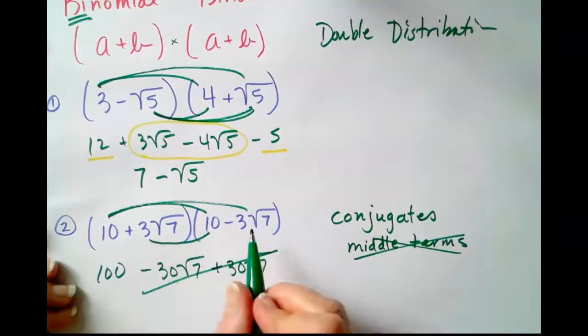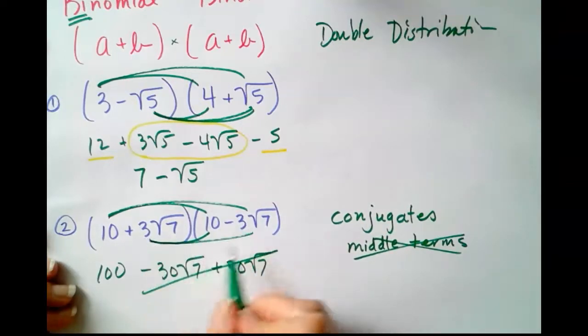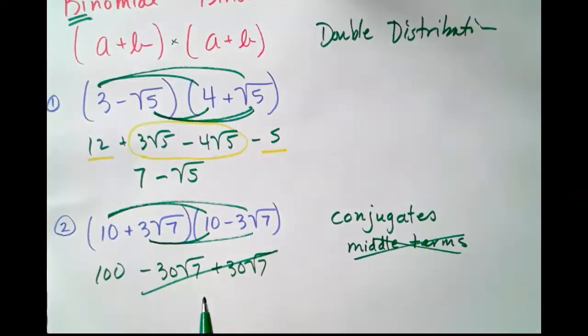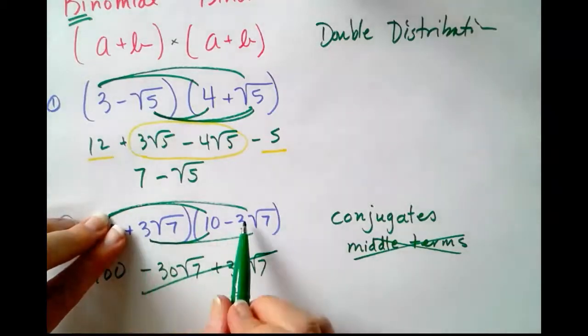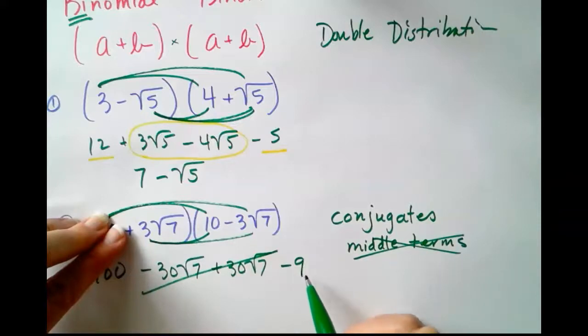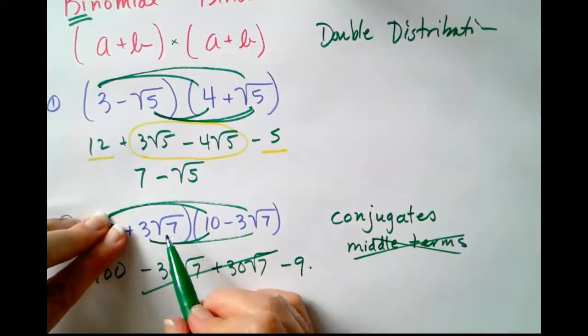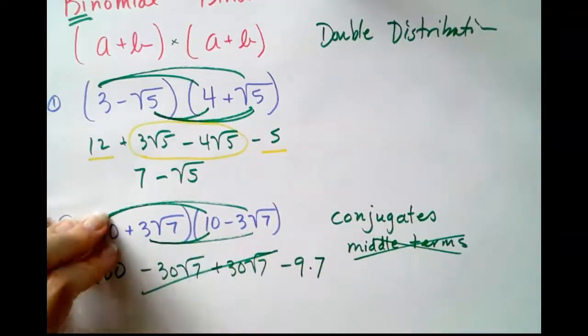Positive 3 root 7 times -3 root 7. Remember, this is the tricky one, and this is where people make a careless mistake. So pay attention to what's happening. Think about the coefficients first. 3 times 3 is 9. 3 times -3 is -9. Then root 7 times root 7 is 7. So we're multiplying these two together.